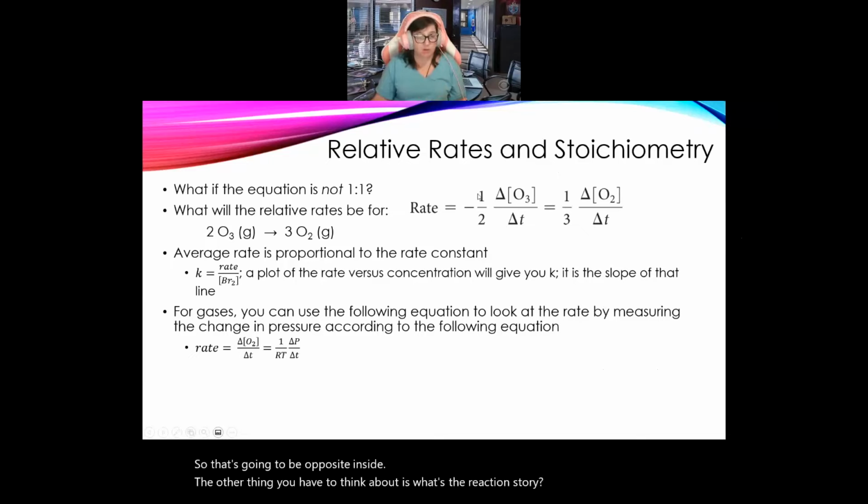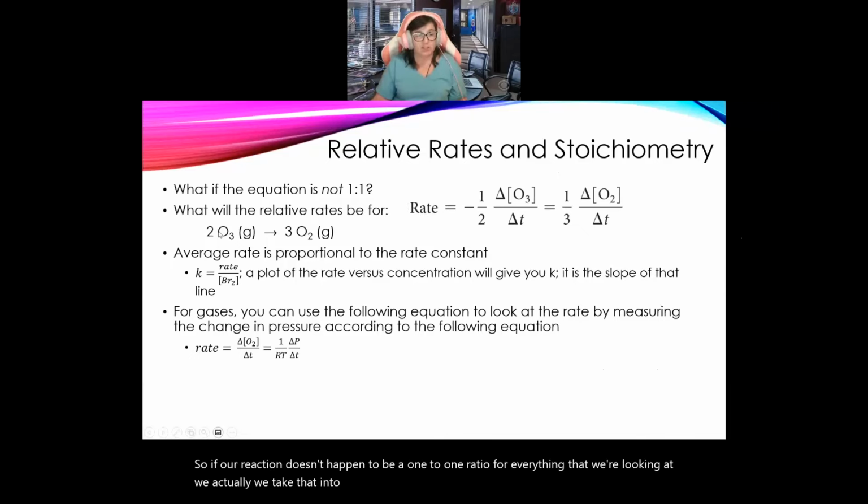So if our reaction doesn't happen to be a 1-to-1 ratio for everything that we're looking at, we have to make sure that we take that into account. So if I have 2O3 going to 3O2, and if I look at the concentration of O3, I need to divide that by the 2 of them. If I look at the concentration of O2, I need to divide that by the 3 of them.